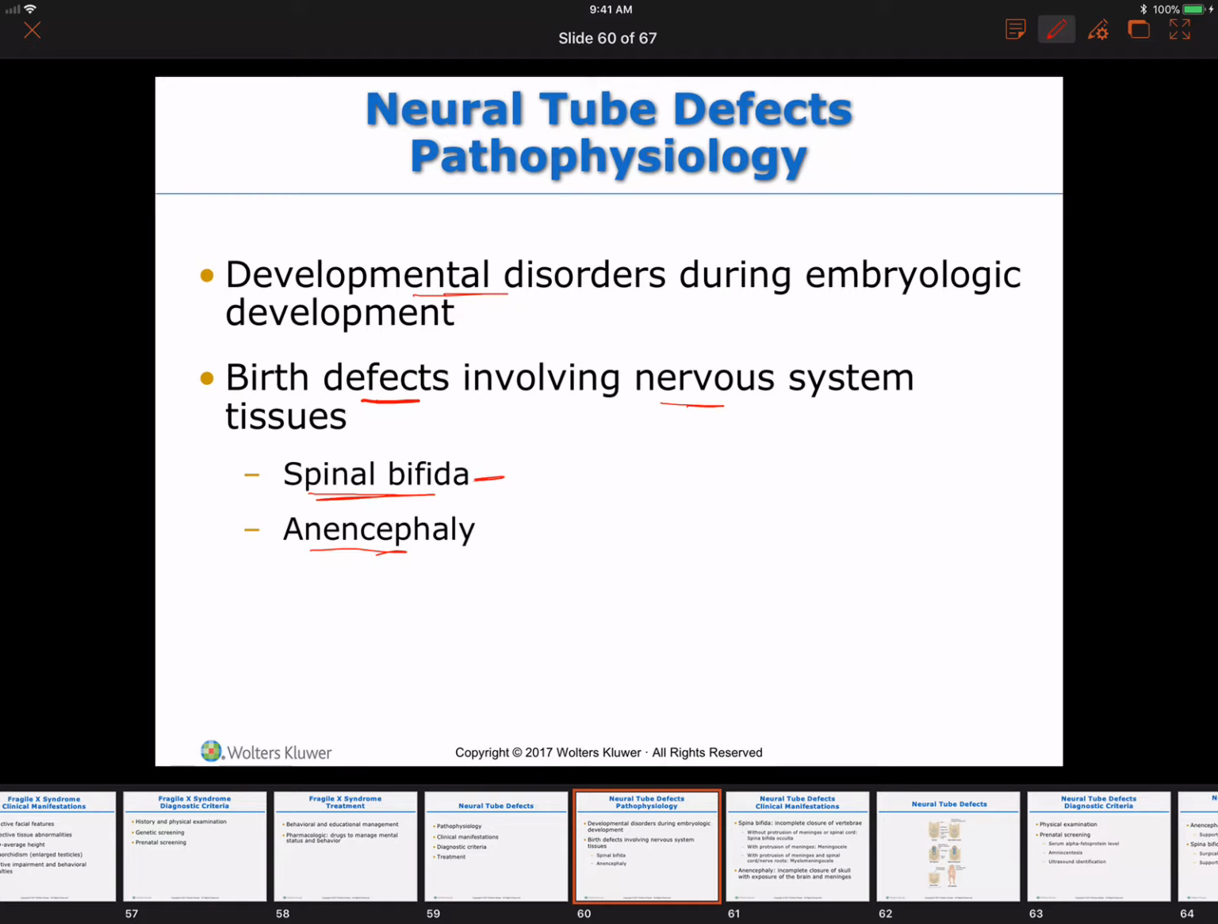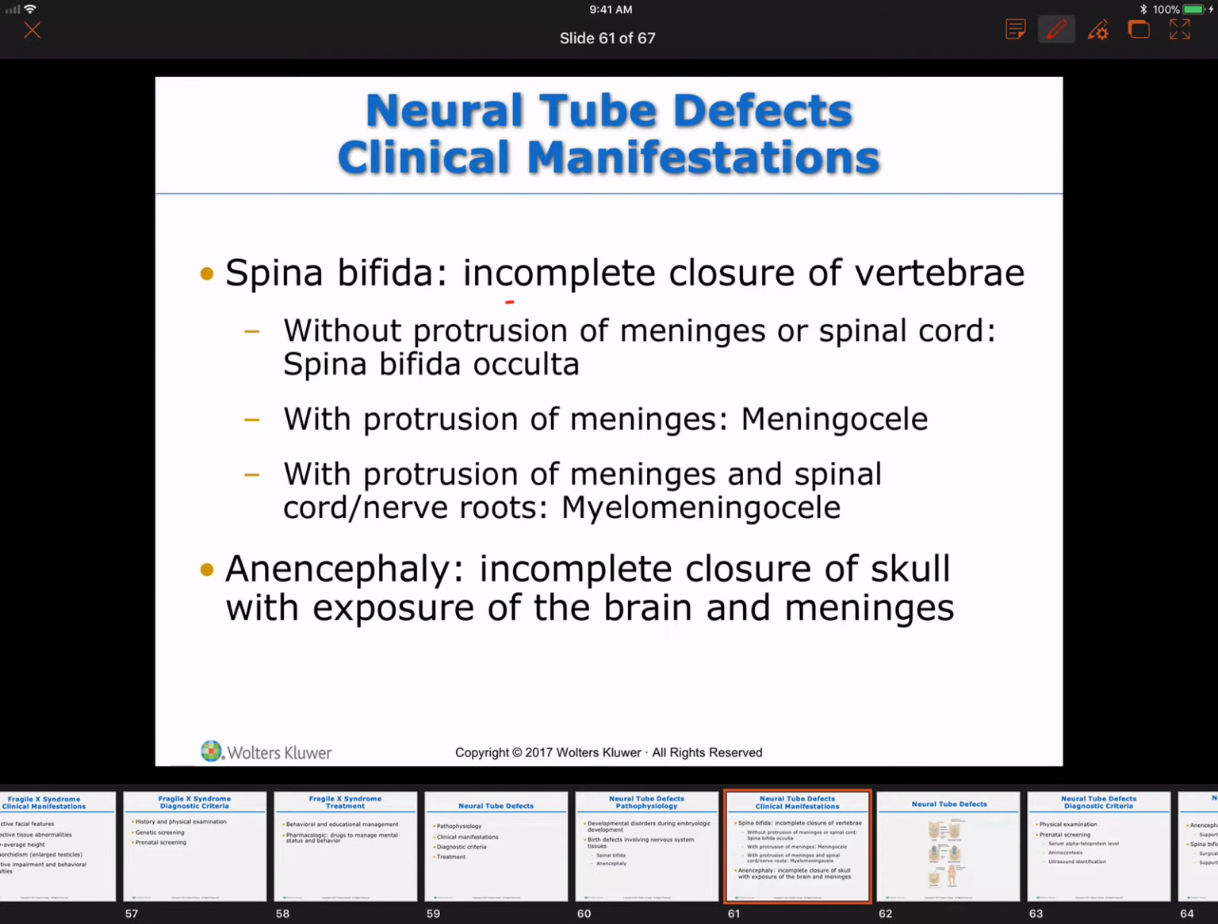Now, spina bifida is an anomaly in how the vertebrae develop, so that could affect nervous tissue. Anencephaly is when the top part of the skull doesn't develop, so it could result in the brain not developing as well. So with spina bifida, it's incomplete closure of the vertebrae. Sometimes it may not involve the herniation or the protrusion of any brain tissue, so no protrusion of meninges, the coverings of the brain, or the spinal cord. We call this spina bifida occulta.